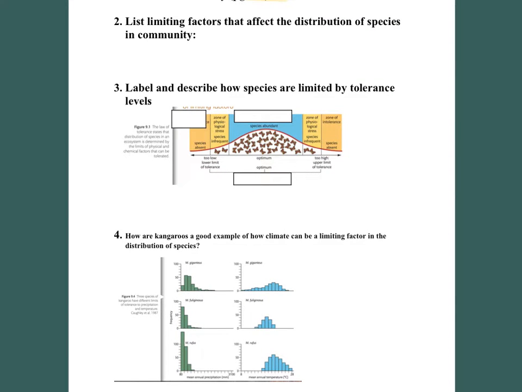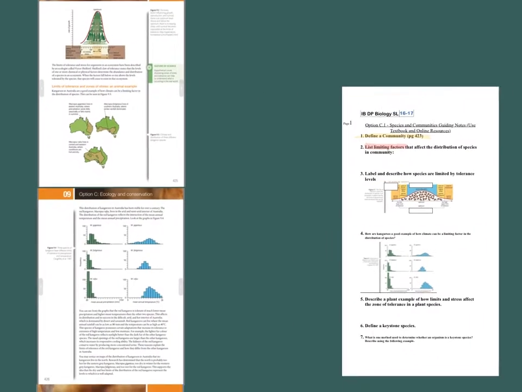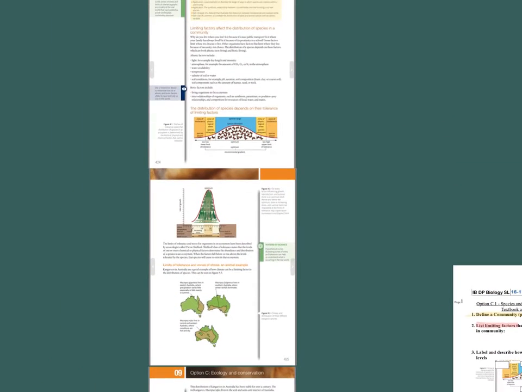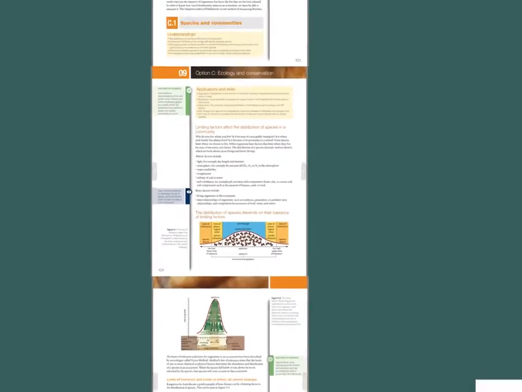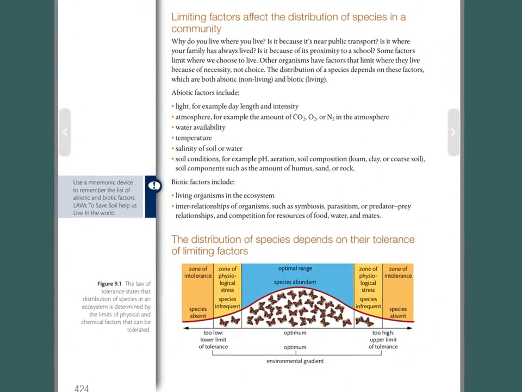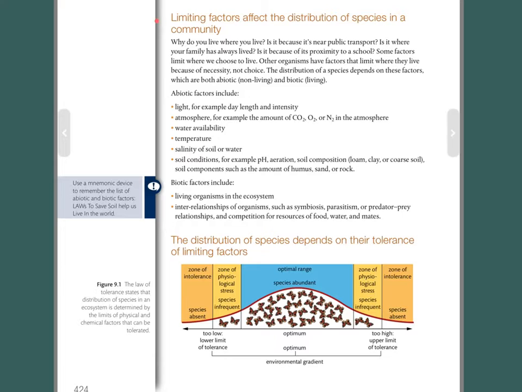So list limiting factors that affect the distribution of species. So we'll choose a different color for that. Limiting factors. Those are just any resources that are tough to get. So in the desert, we're talking about water. In other ecosystems, we're talking about other nutrients or resources such as space that are difficult to find. So limiting factors, if you look through your textbook, are right here.